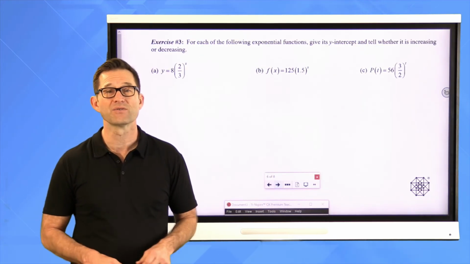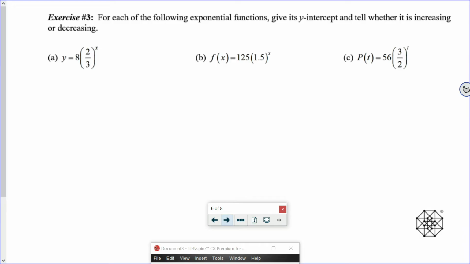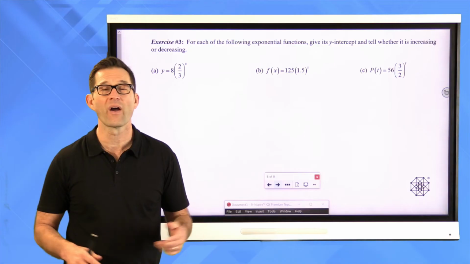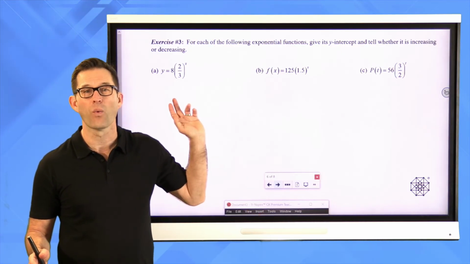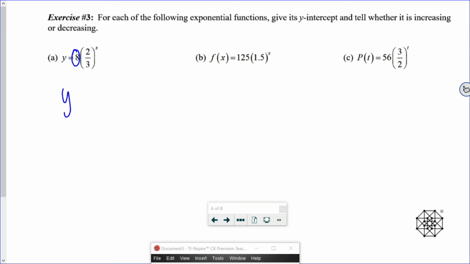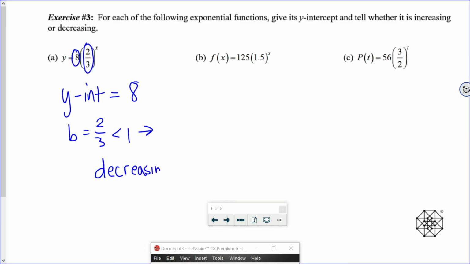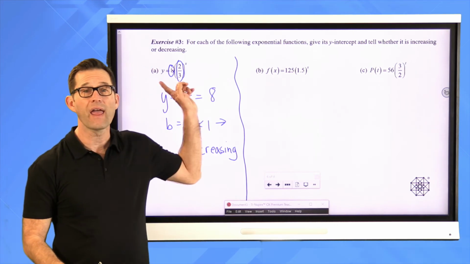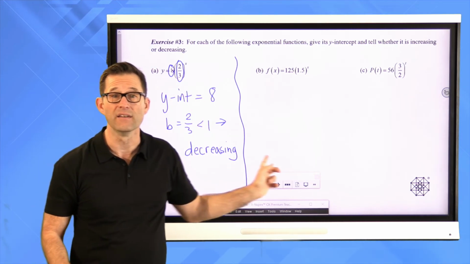So let's do it. Exercise number 3. For each of the following exponential functions, give its y-intercept and tell whether it's increasing or decreasing. This is so simple. I look at this, y equals 8 times 2/3 to the x. Immediately I can say, I know this number is my y-intercept. It's equal to 8. Then I look at this number and I say, b is equal to 2/3, which is less than 1, and therefore this is a decreasing exponential function. So in other words, I start at 8 on the y-axis and it decreases.